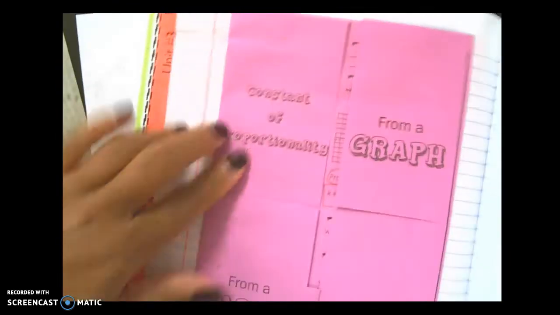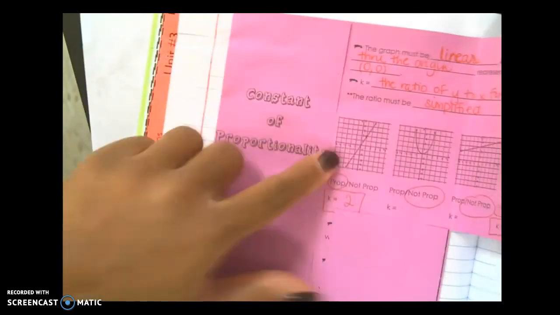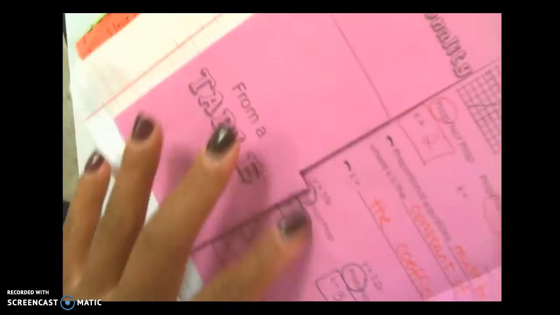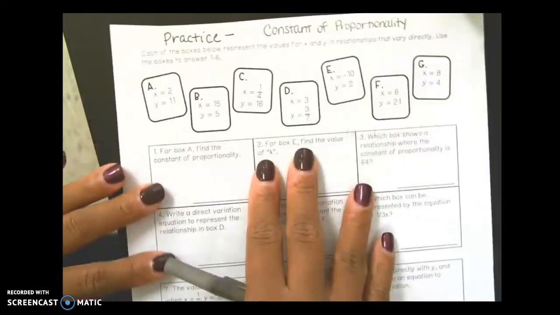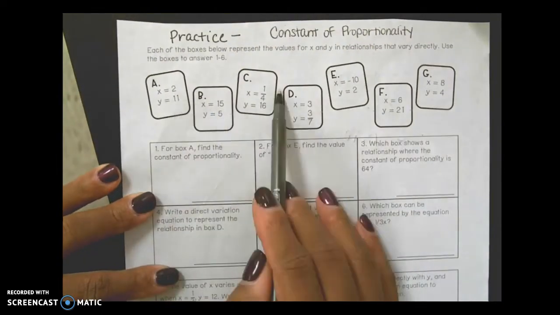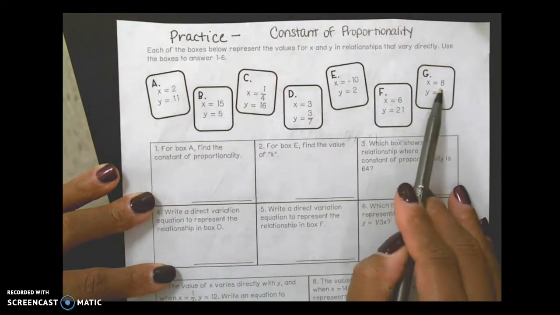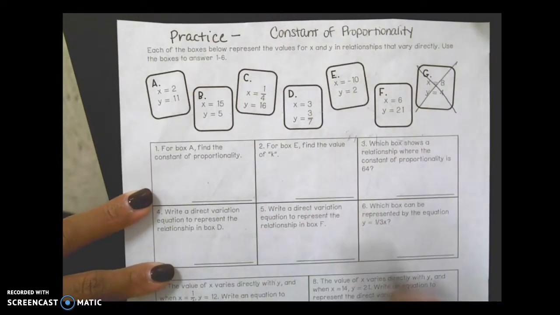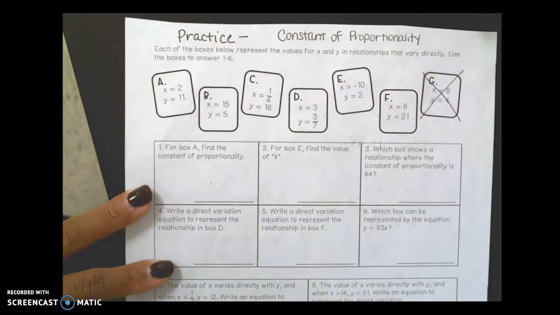These, purple or blue, constant of proportionality. So you should know how to find a constant of proportionality from a graph, from an equation, these are easy, and from a table. So now looking at these, you have A, B, C, D, E, F, and G. I'm going to tell you now you don't need G because it's not anywhere here in these first 6 problems.